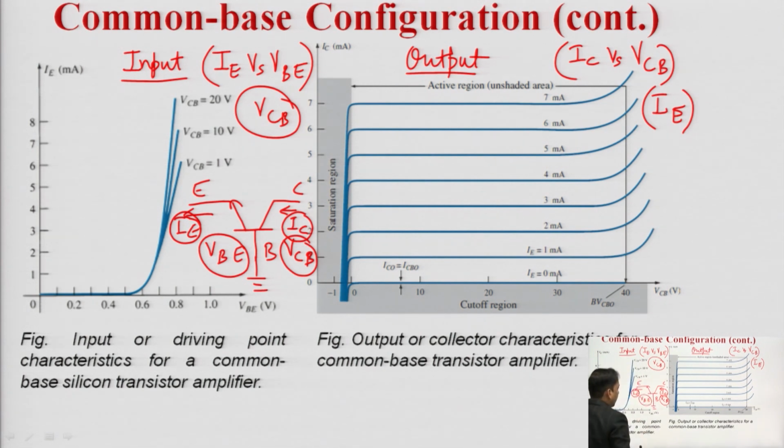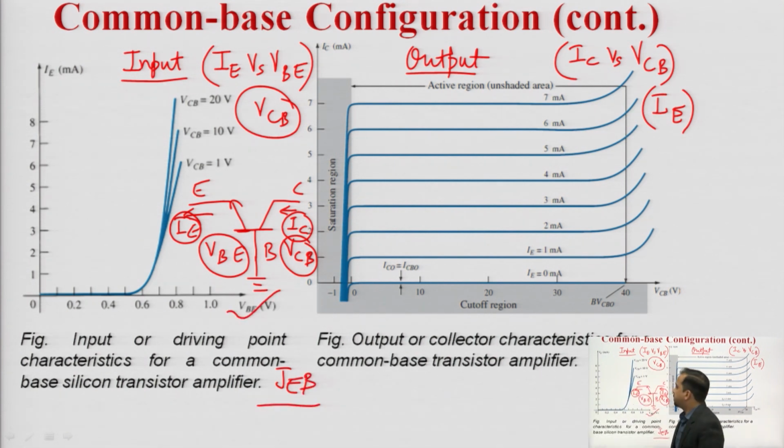So, IE versus VBE. We are aware that the base emitter junction, the emitter base junction, is forward biased. Due to this forward bias, the characteristics will be very similar to that of a conventional PN junction diode. So, the current increases exponentially after a certain voltage. Let us say after 0.6, initially the current is 0, but once it reaches that voltage, the current increases, something like this.